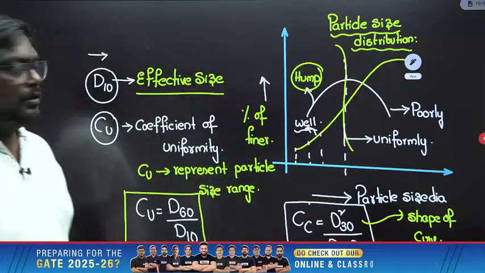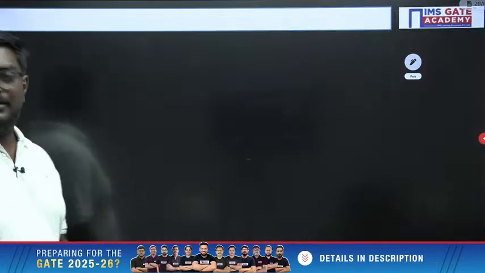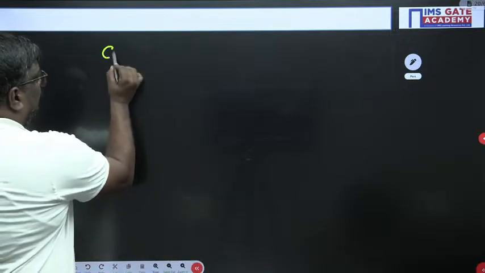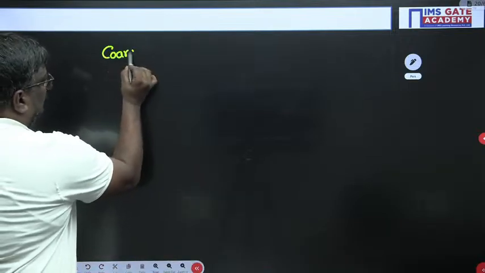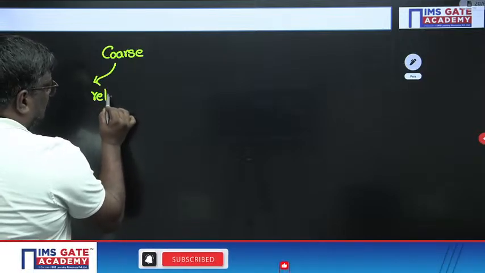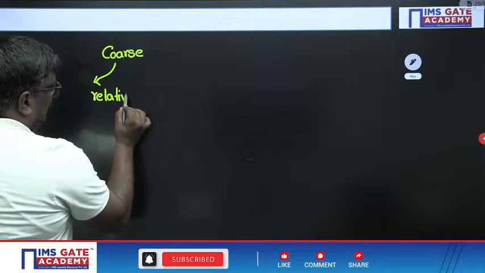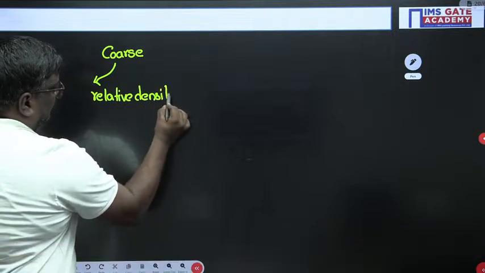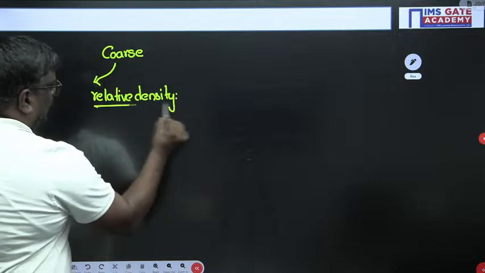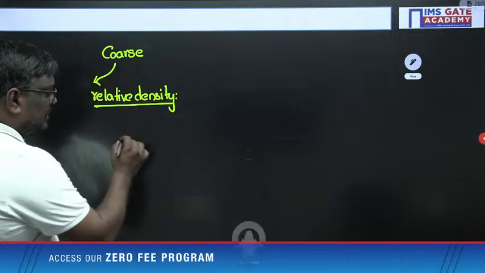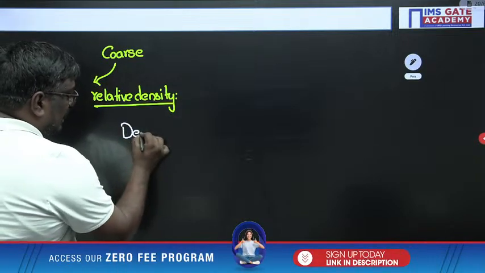Okay. Now similarly, students, when I talk about coarse grained soils, what are the things which are helpful for classification of coarse grained soils? One is the relative density and the other one is the sieve analysis. Now, if I talk about relative density, an important thing is that relative density is also known as density index.